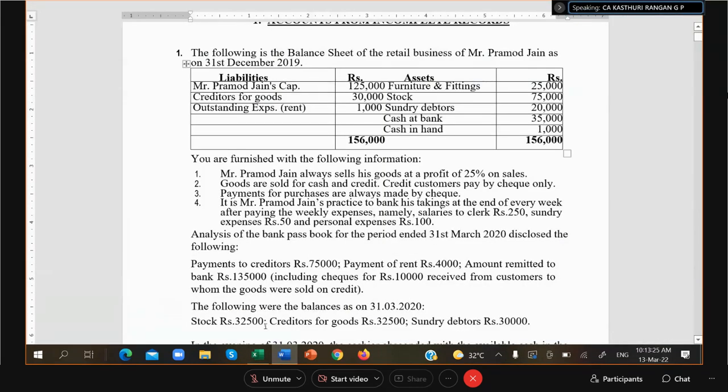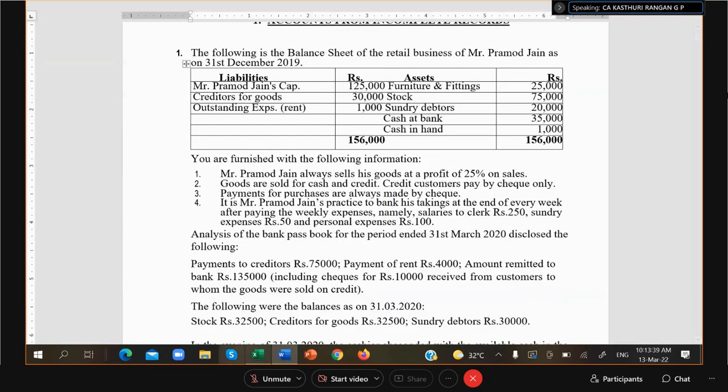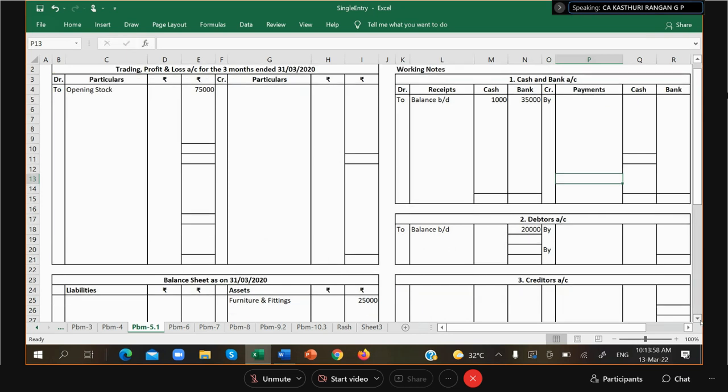Right. So what's the next one? Debtors. So we have a debtors account. Put the balance in the debtors account. To balance 20,000 rupees. Then cash at bank, cash in hand. So we are preparing a cash and bank account, to balance 1,000 for cash, bank 35,000. Similarly, on the other side, we have creditors opening balance 30,000. So where will you put the creditors? In the creditors account, by balance brought down 30,000 opening balance.